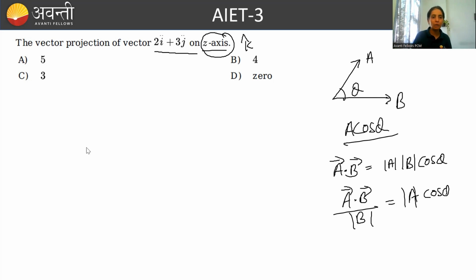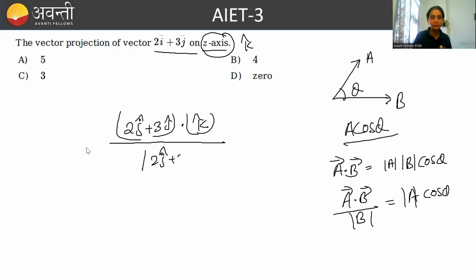We have to calculate it. So how will we do that? We will dot 2i cap plus 3j cap with K cap. Done. And then what will we do? We will divide it by the modulus of 2i cap plus 3j cap, right? We have to calculate the projection of this vector along the k-axis. So here the modulus we need to take is of the j cap, k cap actually. So what answer are we going to get? You all must have figured out the answer. What will be the answer? The answer will definitely be that its dot product is going to be 0, because i dot k is 0, j dot k is 0. So it is going to be 0.